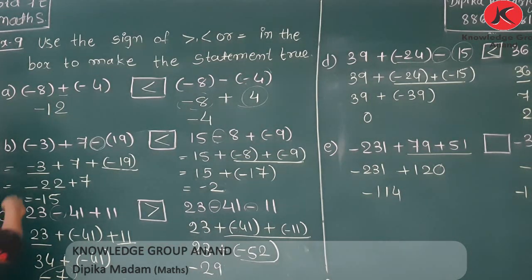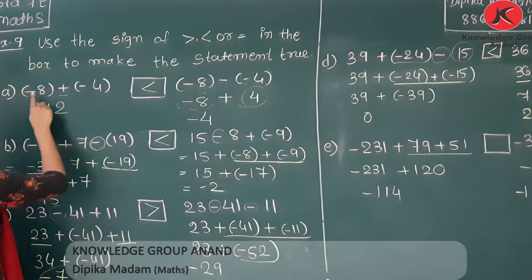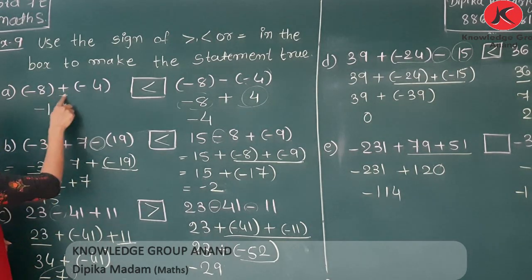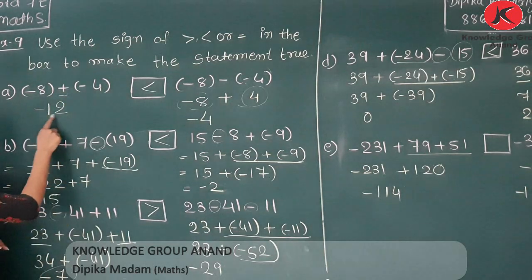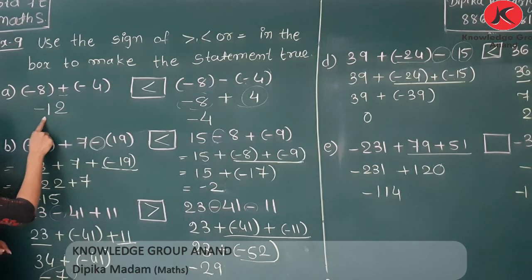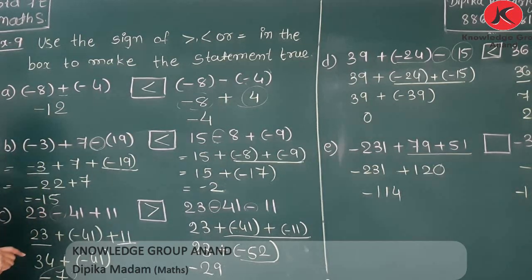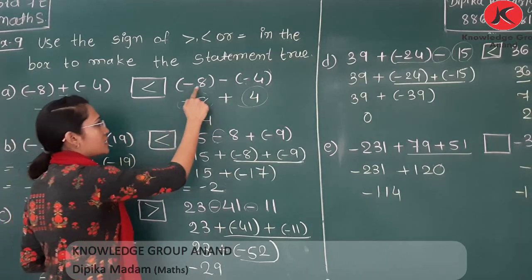So here, first example: -8 and -4, both are negative in addition, so perform the addition of numbers. That's why it is -12. Why is it -12? Sign of greater number. On the right side the first is -8.